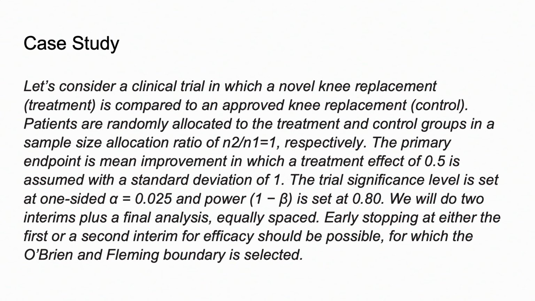So for the case study, let's consider a clinical trial in which a novel knee replacement, the treatment, is compared to an approved knee replacement, control. Patients are randomly allocated to the treatment and control groups in a sample size allocation ratio of 1, respectively. The primary endpoint is mean improvement, in which a treatment effect of 0.5 is assumed with a standard deviation of 1. The trial significance level is set at one-sided alpha equals 0.025, and power is set to 0.8.